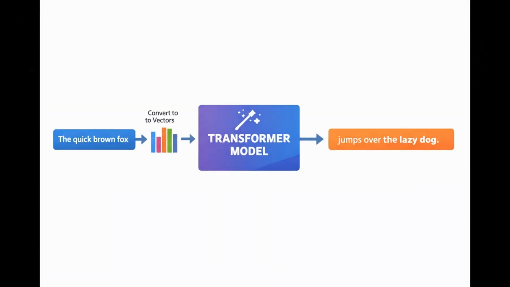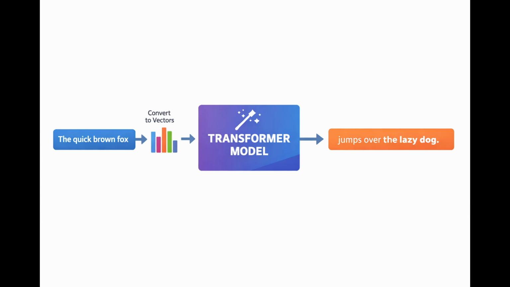Picture a machine that can read a paragraph, pick up the vibe, and then continue writing as if it got it. That's the experience people have with large language models, and it's why terms like transformer, encoder, and decoder show up everywhere. Under the hood, the basic idea is surprisingly simple. An LLM is trained to predict what comes next in text.